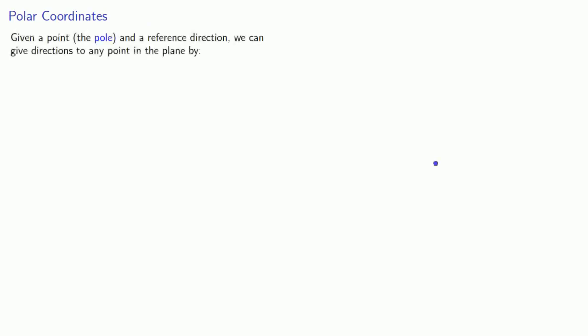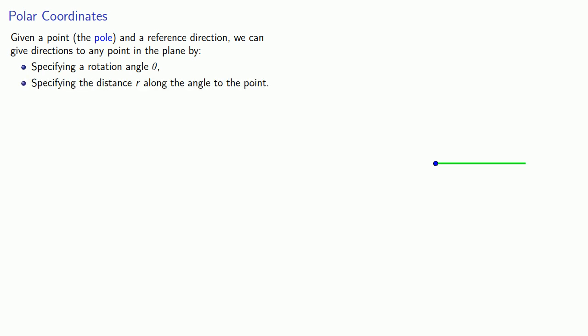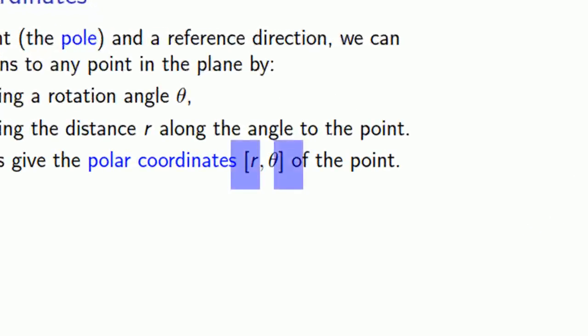This leads us to the notion of polar coordinates. Given a point, which we'll call the pole, and a reference direction, we can give directions to any other point in the plane by specifying a rotation angle theta, and then specifying the distance r along that angle to the point. And these values give the polar coordinates [r, theta] of the point. Now, there are only so many symbols, so we'll have to recycle them to make sure we can distinguish between coordinates given in polar coordinates and coordinates given in rectangular coordinates. We use the square brackets to indicate polar coordinates.